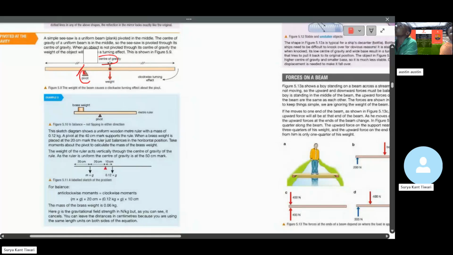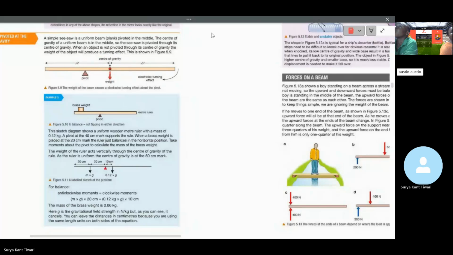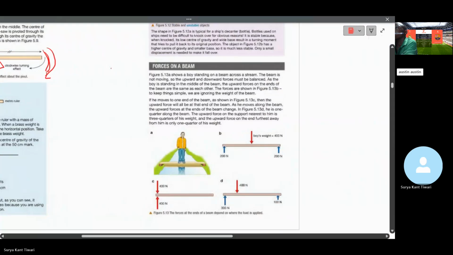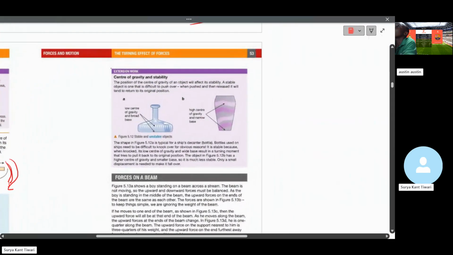So you know what? If the pivot point is not at center of gravity, it will fall in this direction, right? Yes, sir. But if the pivot point comes here, now the weight is on the left side, so it will move counterclockwise. Here it is moving clockwise. Here it will move counterclockwise, right? Yes, sir. Because the more the weight on that side, it will bend to that side, right? Yes, sir.